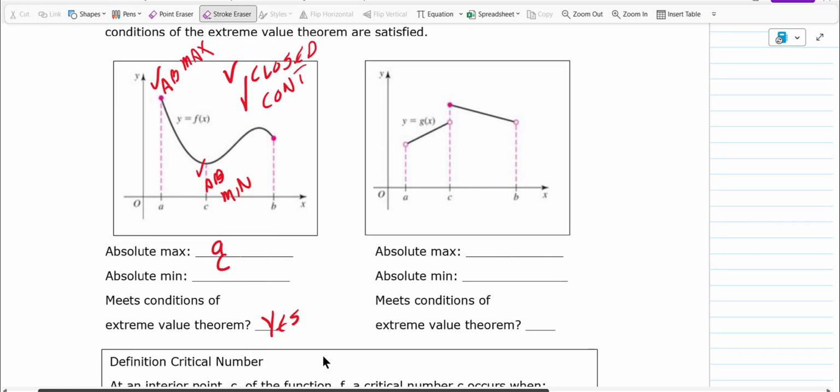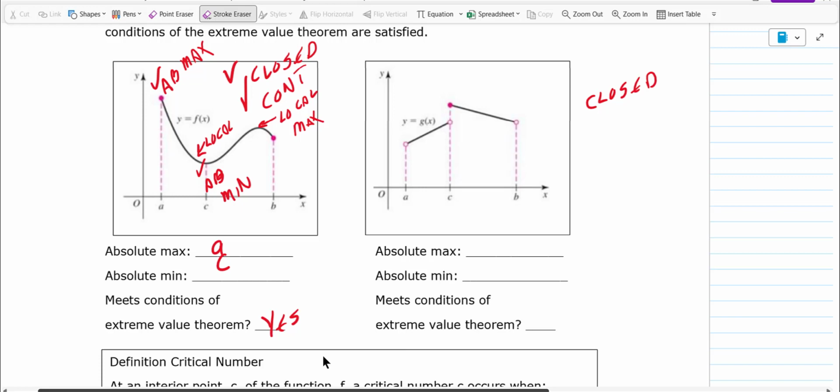Absolute min, what happened at C? Does that graph have a local minimum? Yeah, local minimum would be right here also. That's local as well because it decreases then increases. Does this graph have a local maximum? Yeah, right there would be a local max because the graph increases, hits a high point, then decreases. The locals are all about increase, decrease. Absolutes are just what's the absolute biggest or absolute lowest. That's the difference.